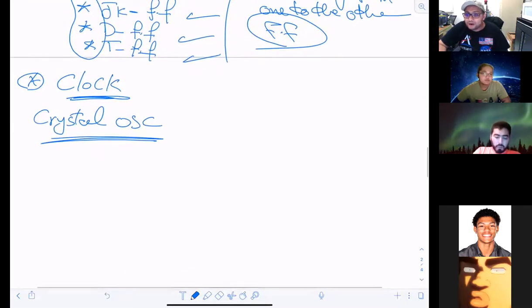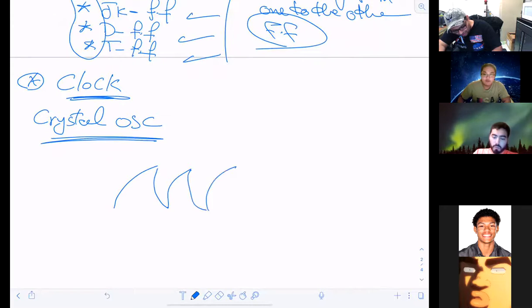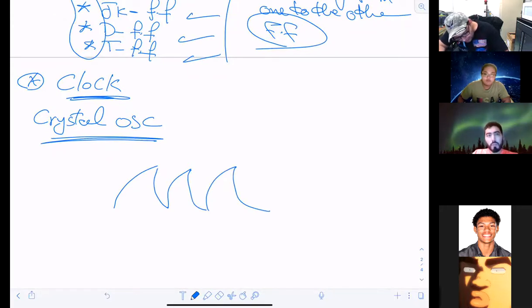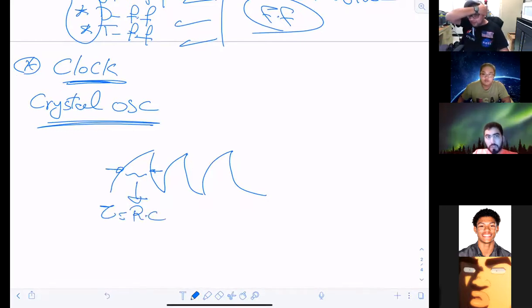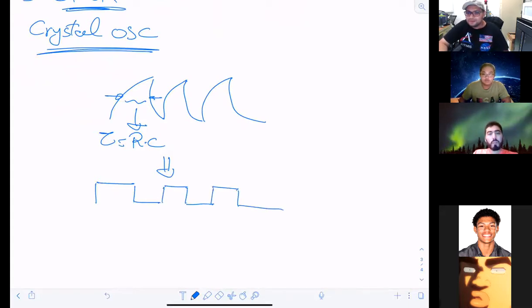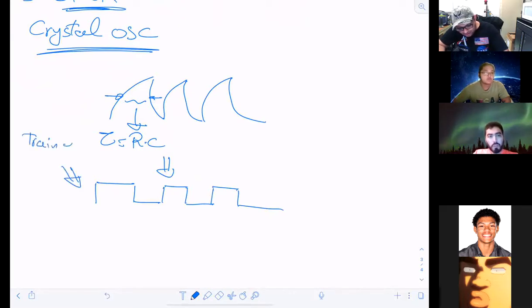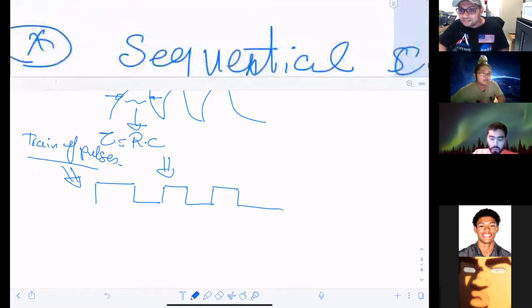It's using whatever you learned from the RC circuit. So in the RC, I'm charging, I'm discharging, right? But what is actually affecting this? The time constant. Do you remember? Tau is equal to R times C, right? And by playing with this time constant, we can come up with another thing. We can shape it to be like this, and this is called a train of pulses. It's a square wave.